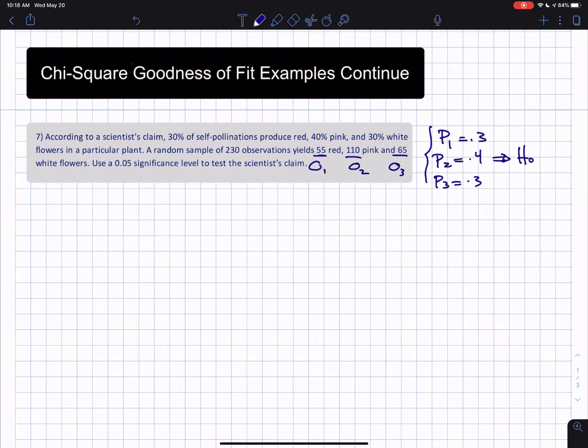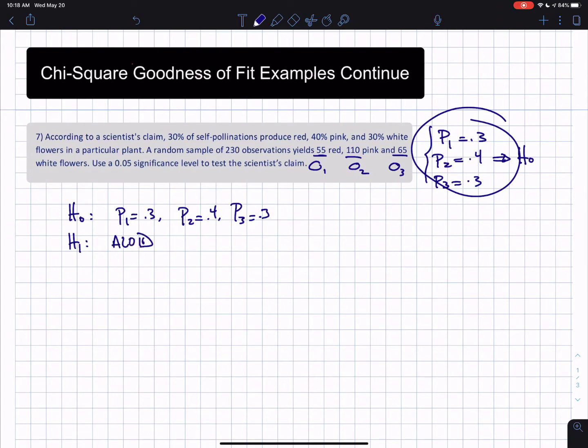Alright, so with a goodness of fit test, we're trying to see if these P's are indeed the way they're expected to be. So my status quo, or null hypothesis, is that P1 is 30%, P2 is 40%, and P3 is 30%. And my alternative hypothesis, as always, is that at least one is different. And this is my step number 1.